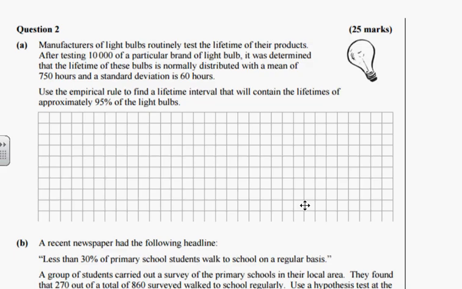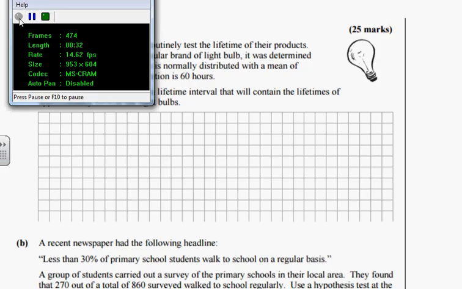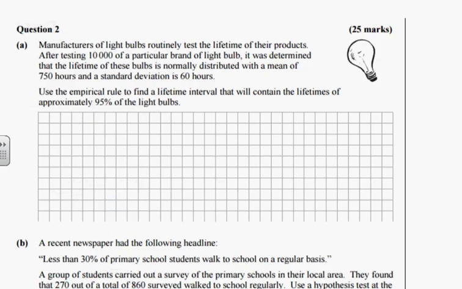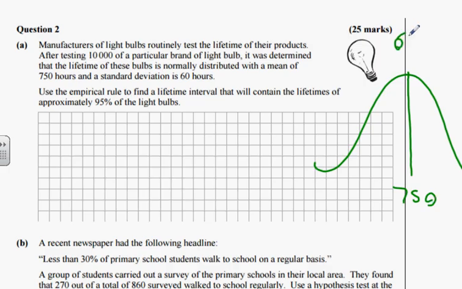Give me 1 second. So, this is the only thing. Manufactured light bulbs: after testing 10,000 of a particular brand of light bulb, it was determined that the lifetime of these bulbs is normally distributed. Normal distribution means it looks something like that. Okay. It has a mean. Mean means dead center. The average is 750. Everybody cool with that? Yeah. Now, standard deviation is 60.